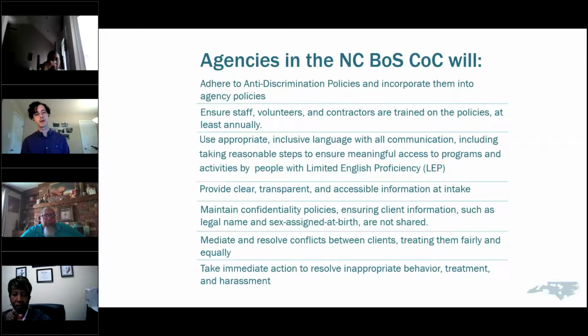That you mediate and resolve conflicts between clients, treating them fairly and equally, that you take immediate action to resolve inappropriate behavior, treatment, and harassment. And so worth noting with the limited English proficiency, that can include translated documents or access to interpretation services.